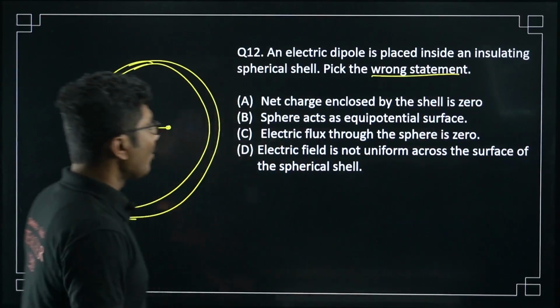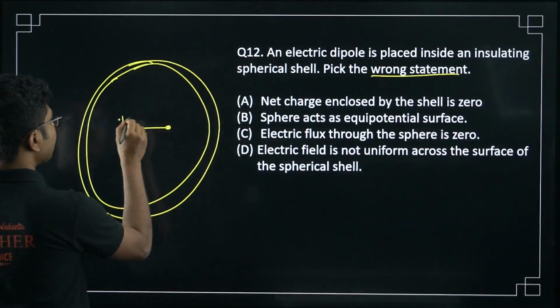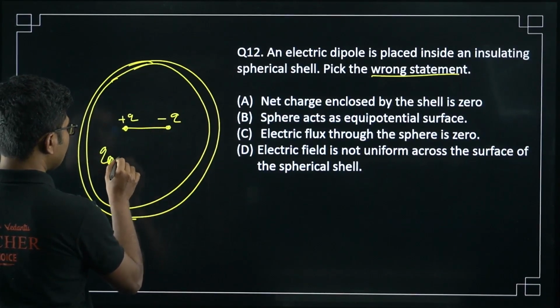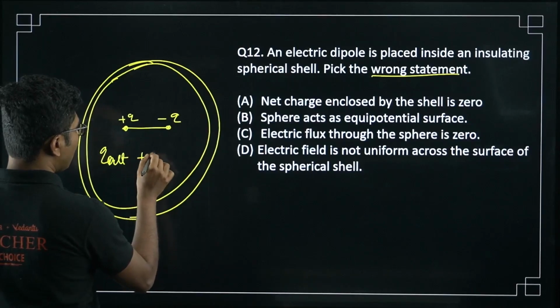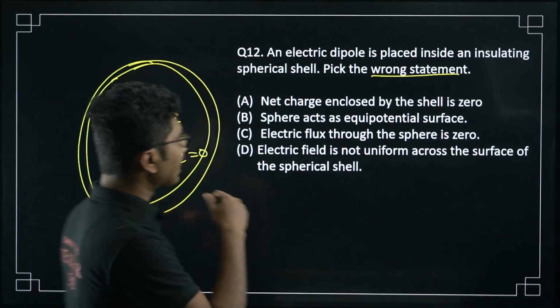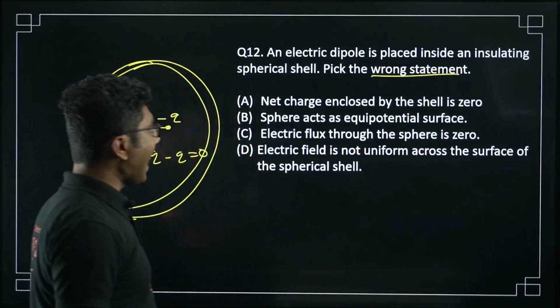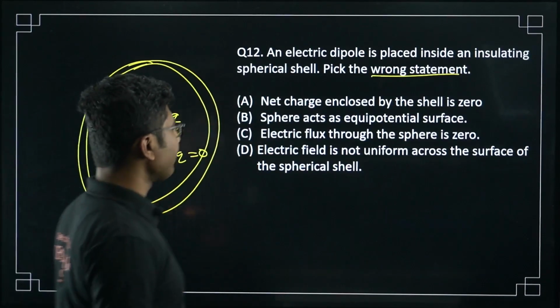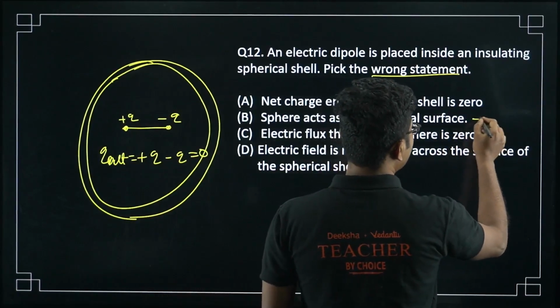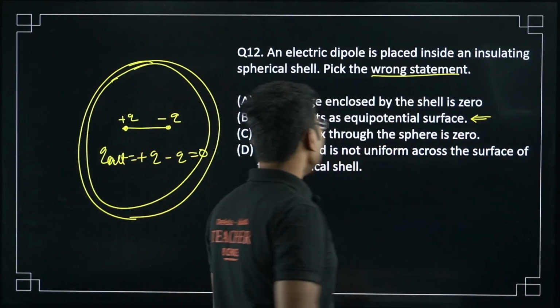What is the net charge? Suppose this is plus q, this should be minus q. So the net charge is basically plus q minus q, which equals 0. So this is the correct statement. Next: the sphere acts as an equipotential surface. We do not know this one yet, let us see that in a while.